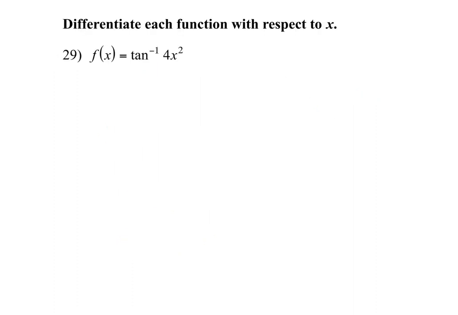Okay, so tangent to the negative 1 is the same thing as the arctangent. Okay, so for arctangent, it's going to be your u squared plus 1 in the denominator. In this case, the u is what is inside the arctangent. So you can think of this as the arctangent of u. Okay, so the arctangent of u is going to be my u prime, right, over u squared plus 1. That's my derivative of arctangent.